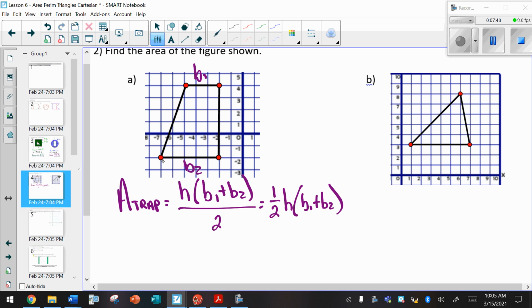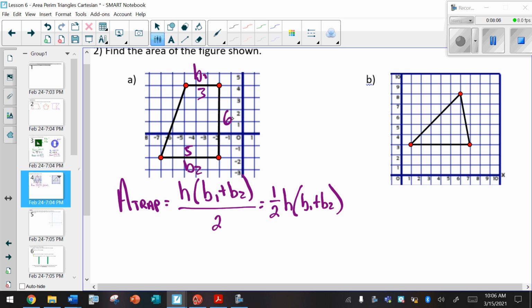So we can just count because they're drawn horizontally. 1, 2, 3, 4, 5. And then 1, 2, 3. We can count our height because it's vertical. 1, 2, 3, 4, 5, 6.